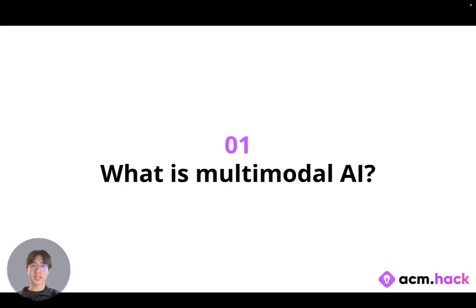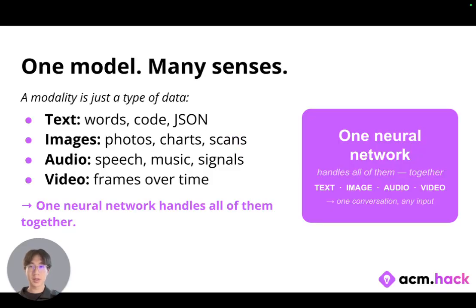So first off, what is multimodal AI? Multimodal AI is essentially AI that can take in multiple types of data. Multimodal just means many different types of data, as a modality is just a type of data. So a multimodal AI is AI that can take in text, images, audio, video, and it handles all of them together. You can give it text and it can output an image. You can give it audio and output a video, etc. Essentially, it's an AI that can input any one of the modalities and output any one of the modalities.